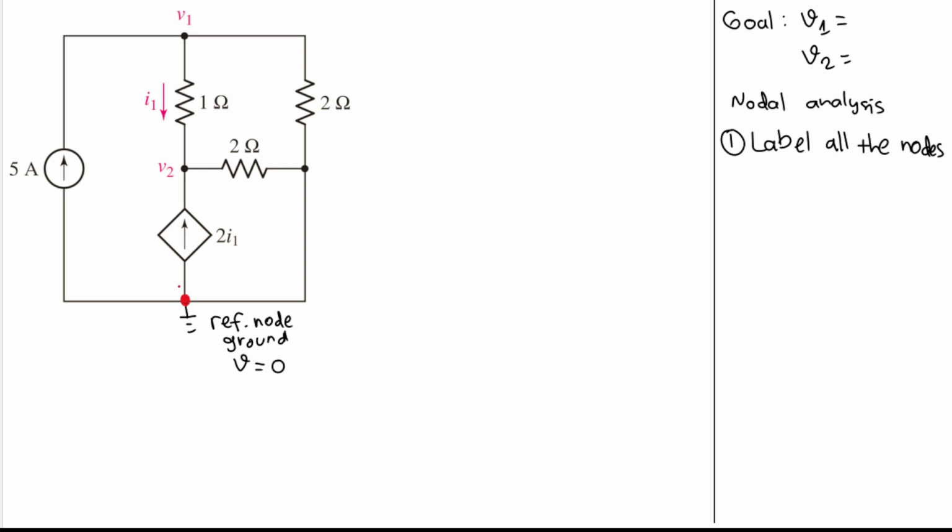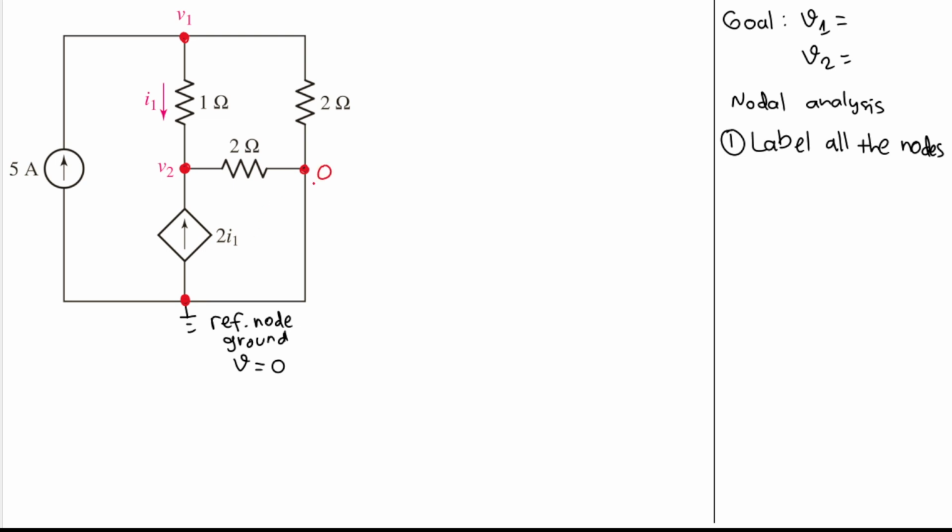Then we have this node here at this junction, which is V1. And we also have another junction here, which is V2. Do we have another junction? Here we have a junction, but there is no component between this and the ground. So this is equal to the reference node, right? So the voltage here will be equal to this node here. So that will be 0.